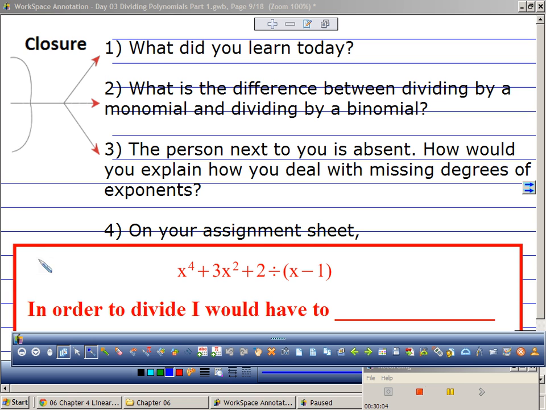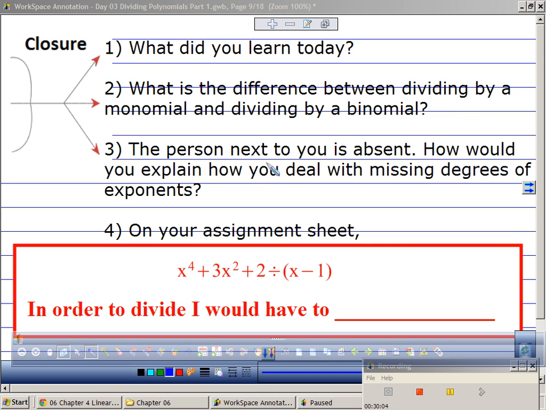All right? To a teacher, this is where we tried to get to, so my closure is very important to me. All right? So what's the difference between dividing a monomial and a binomial? Monomial you can do individually, right? But a binomial you have to do it with long division, right? How would you explain how you deal with missing degrees of exponents? You make place markers, right?